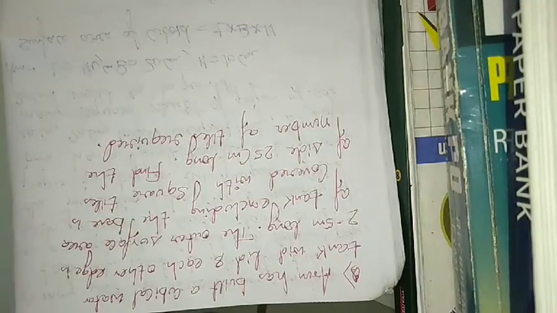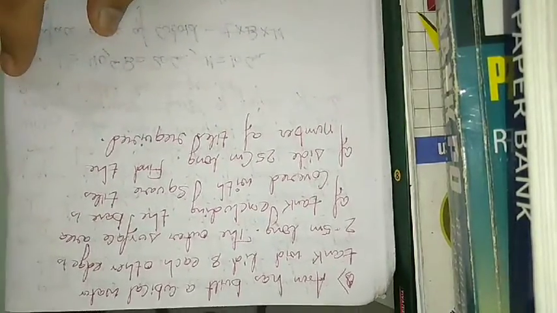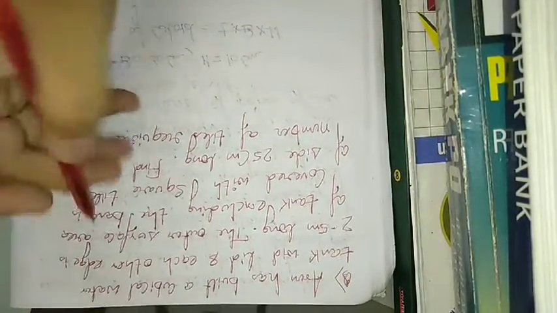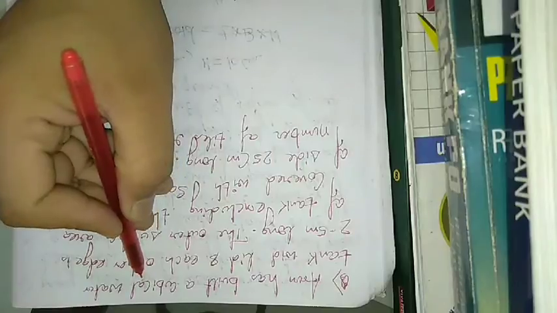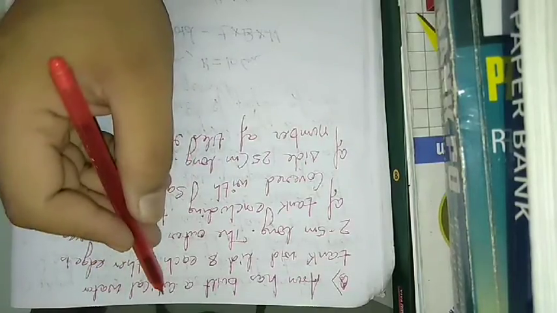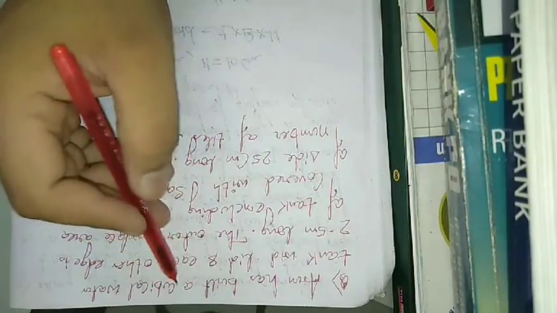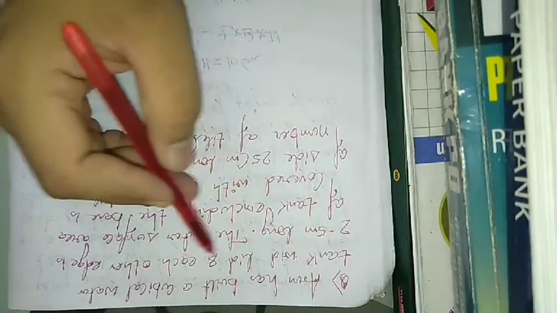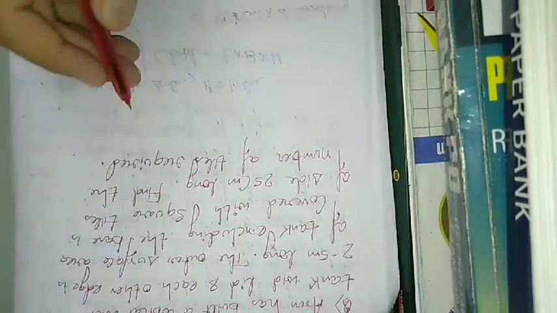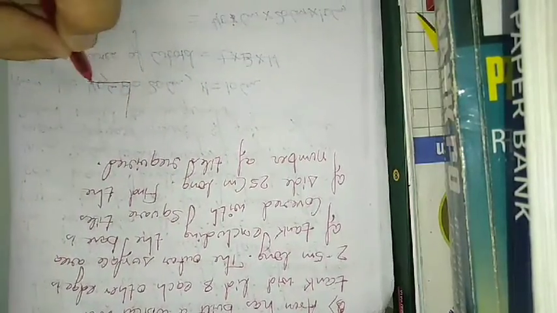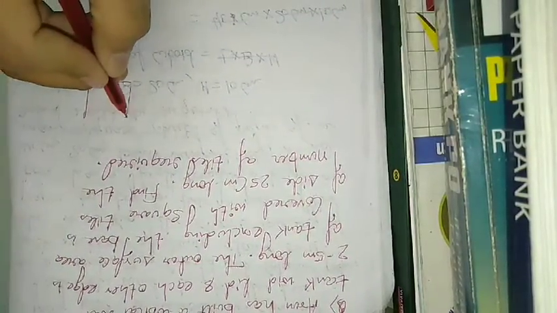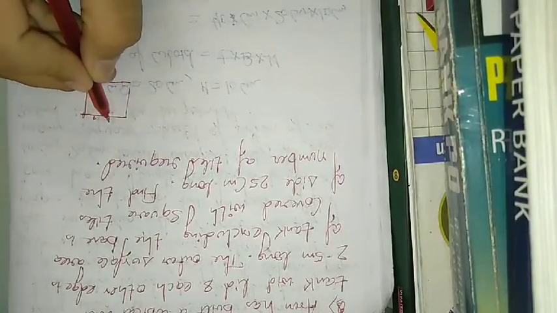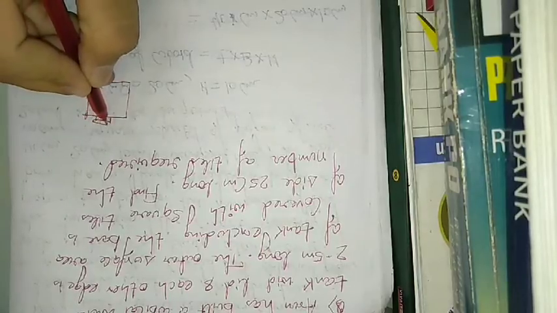So students, in this question, Arun has built a cubical water tank. Please take a note that it is not a cuboidal tank. It's a cubical water tank, right? Arun has built a cubical water tank with a lid. This is your tank. The tank has got a lid on it.